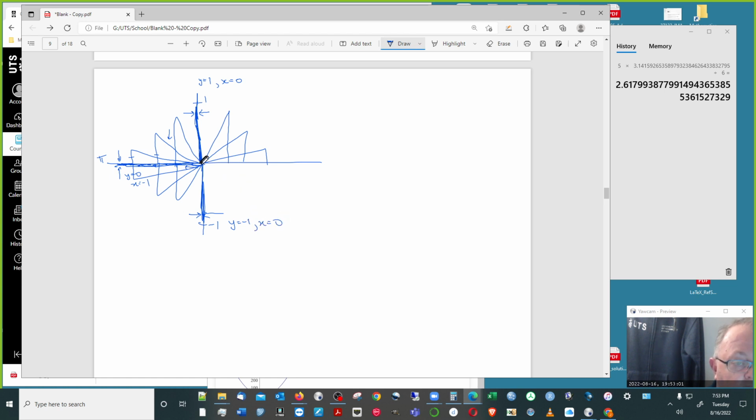Zero. X is getting bigger, bigger, bigger, until eventually we get to here. At 0 or 2 pi, or whatever you want to call it, x is 1 and y equals 0. But when we say x and y, what do we mean? We mean sine and cos.